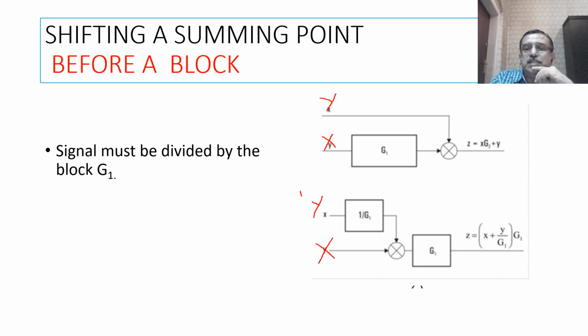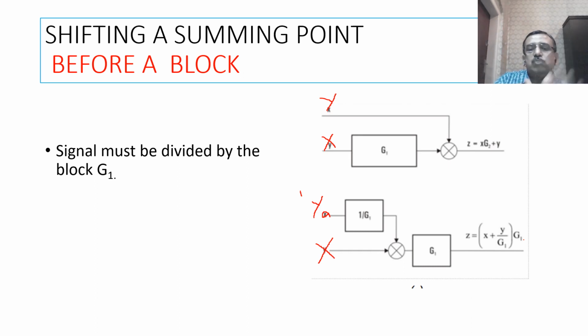to get multiplied by g1. So what will I do? I divide the incoming signal by g1 or multiply it by 1 by g1. So what will be the signal here? It's not x. I have y by g1, and this is x. So x plus y by g1 into g2. So in both cases I'll get the same output.